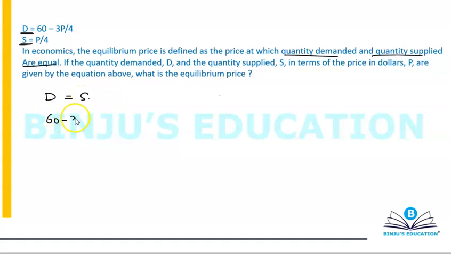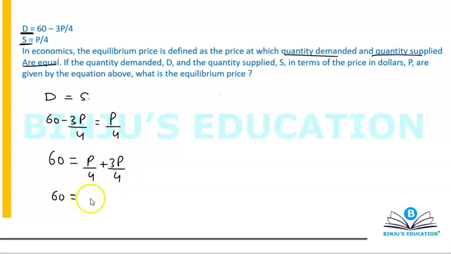Which means 60 minus 3p by 4 should be equal to p by 4. So 60 should be equal to p by 4 plus 3p by 4. 60 is equal to 4p by 4, or 60 is equal to p. 60 should be the correct answer.